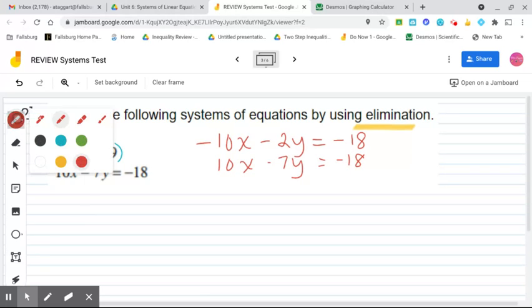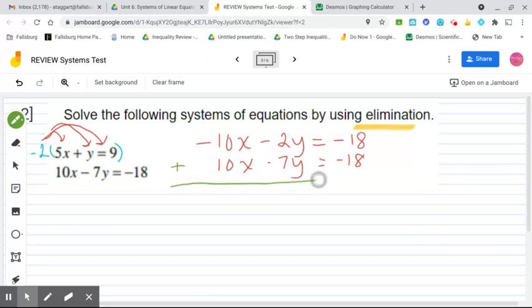Now this is where the elimination part comes in. If I add them, negative 10x plus 10x cancels. And I'm going to add everything else. So negative 2y plus negative 7y gives me negative 9y.